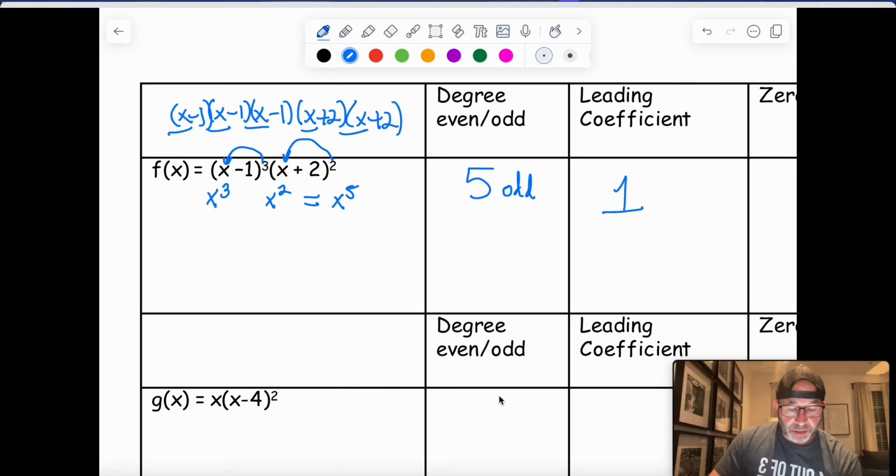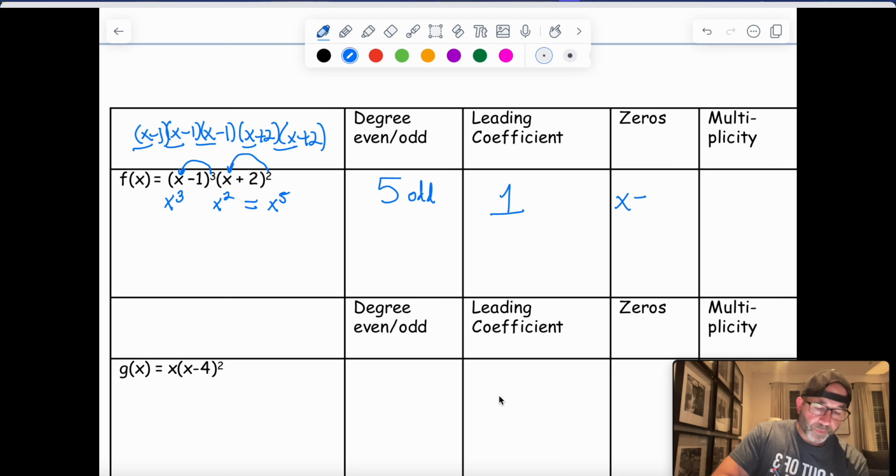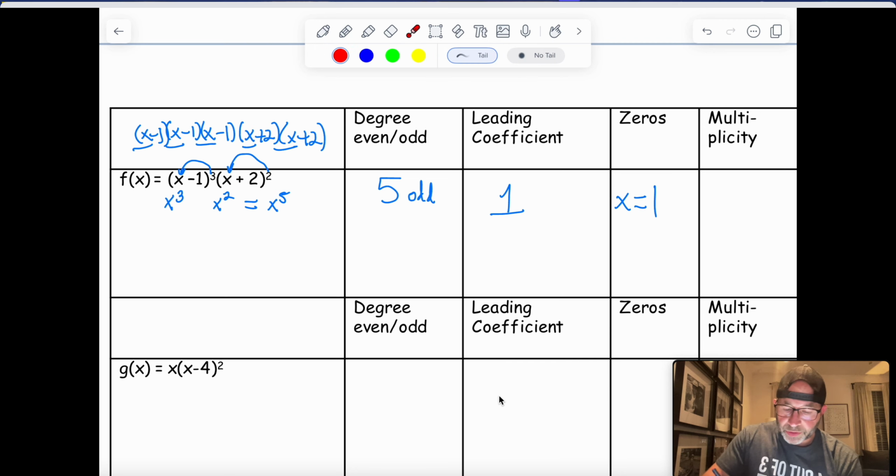How many zeros are there? Well, the zeros in this problem, the first one is right here. It's going to be when x is equal to 1. And the second zero in this problem is when x is going to equal negative 2.